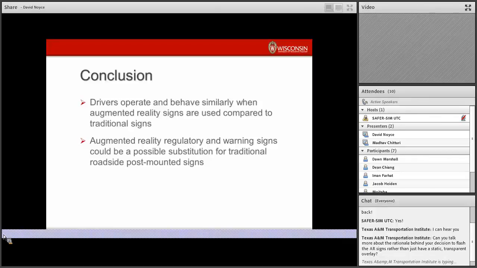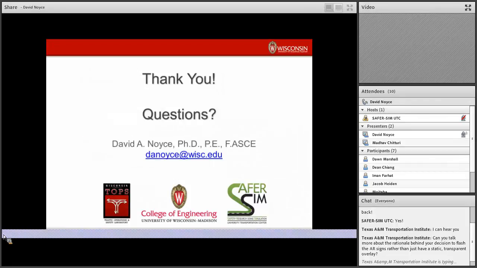And getting to the point where we can optimize the traffic control device information presented to drivers and only present the information to drivers that they need given the scenarios that they're experiencing. When we can get to that point, obviously that not only will be extremely cost-effective, but safety and operational conditions will clearly improve under those types of environments. So that is what we prepared for you here today.